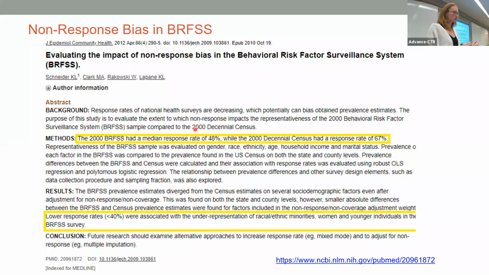So in the end, the results of this were that lower response rates were associated with the underrepresentation of racial and ethnic minorities, women and younger individuals in the BRFS study, but not in the census. So I wanted to present this to you to show that people actually do care about bias, and even after a study has been conducted, people look at bias and write papers trying to quantify and study the biases that may or may not have been present in studies that have already finished.